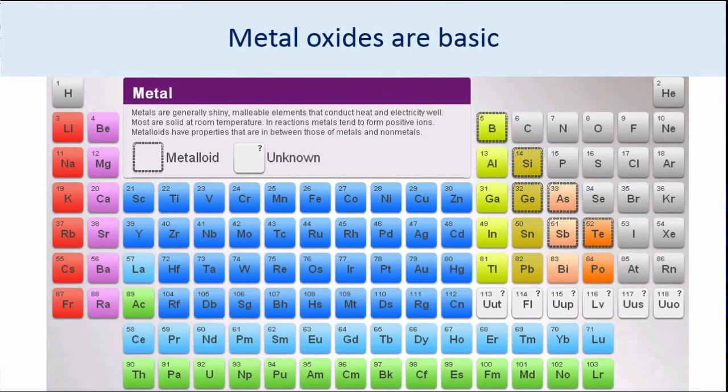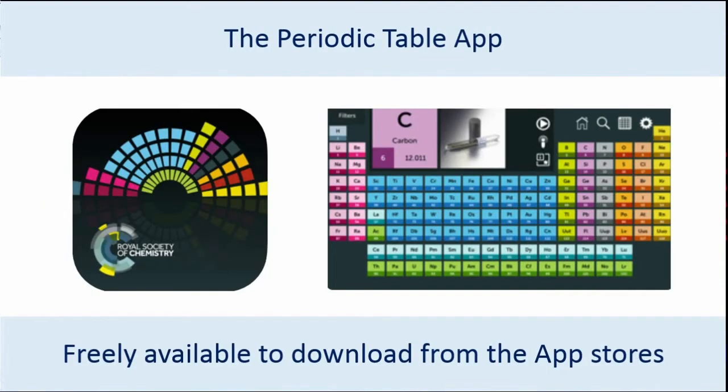We can use the periodic table alongside some practical activities to help students learn and recall the differences between bases and alkalis. Metal oxides are basic. You could also encourage your students to download the periodic table app, which is freely available for both types of mobile phones.